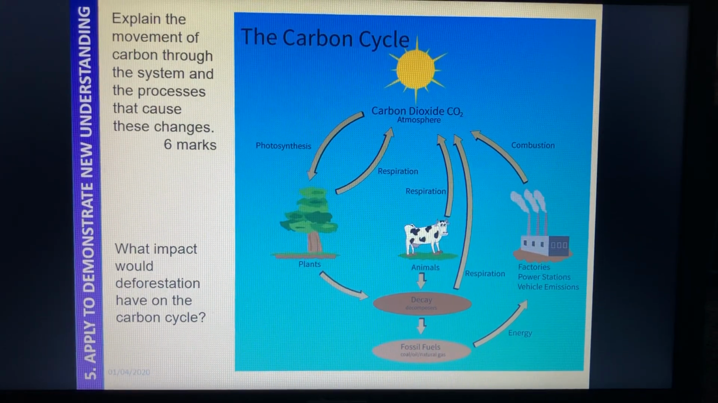But the fossil fuels, when they're released from the ground and then ultimately we combust them, okay, so there's energy stored within them, goes into the power stations, and then combustion takes that carbon into the atmosphere. That supplies our 4th mark.